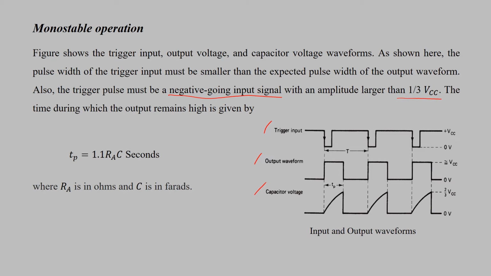So the time during which the output remains high is given by Tp equal to 1.1 Ra into C, where Ra is the resistance in the above circuit and C is in farad. So the time duration comes in seconds. So this is how the capacitor charging and discharging happens, and these are the output waveform. During the capacitor charging, Tp is the duration of the output waveform.